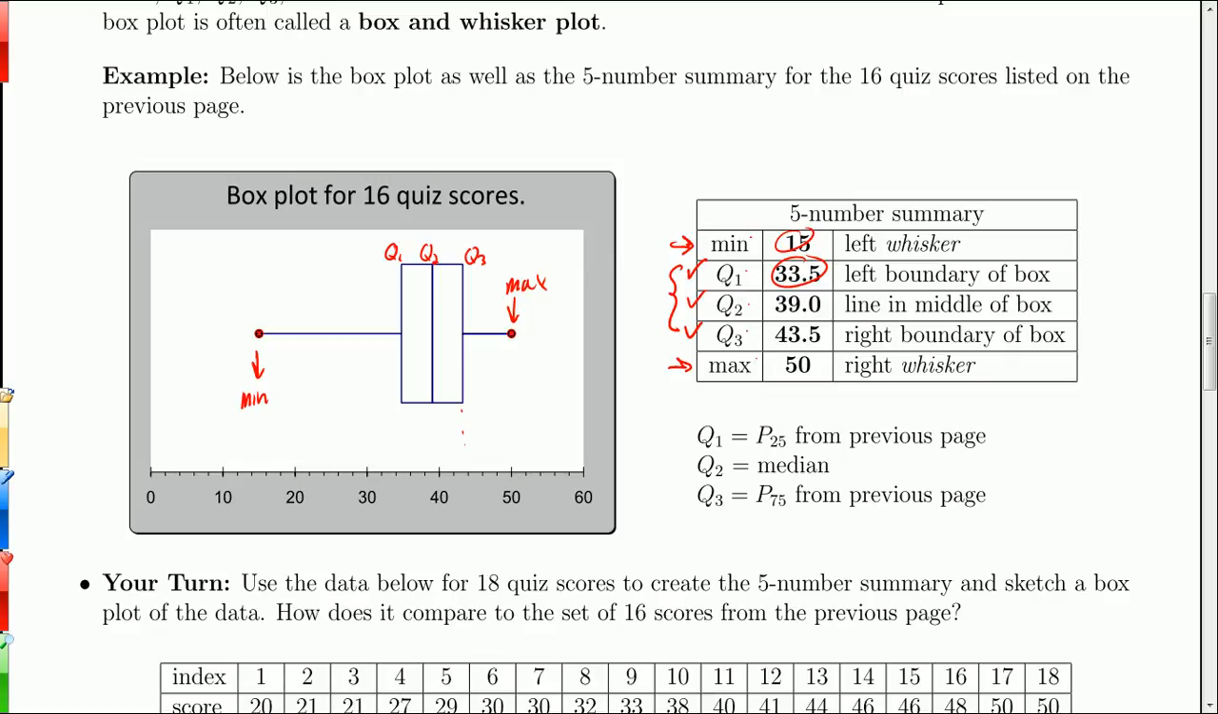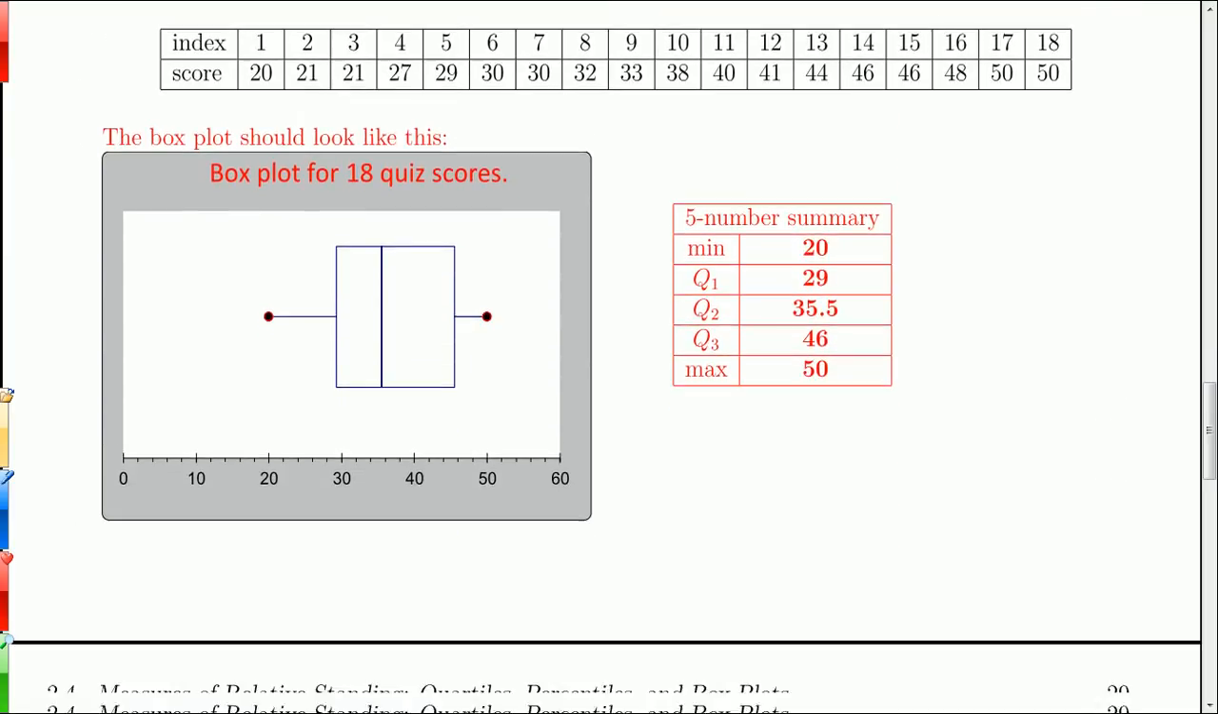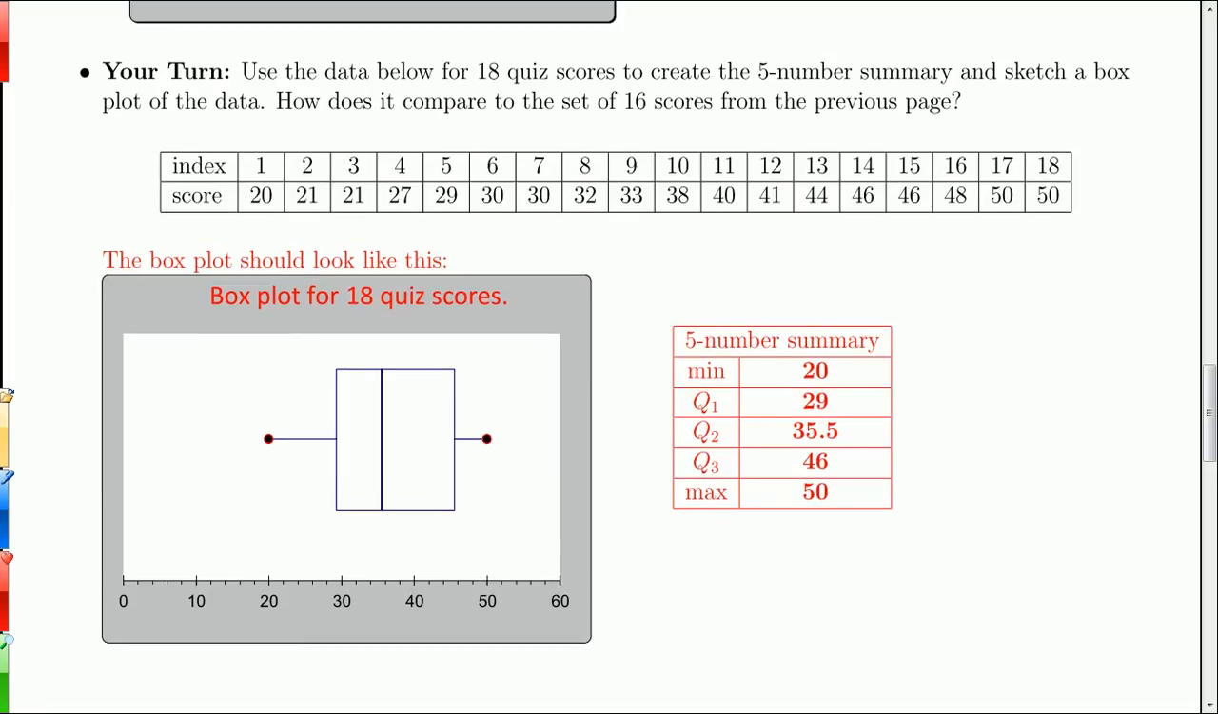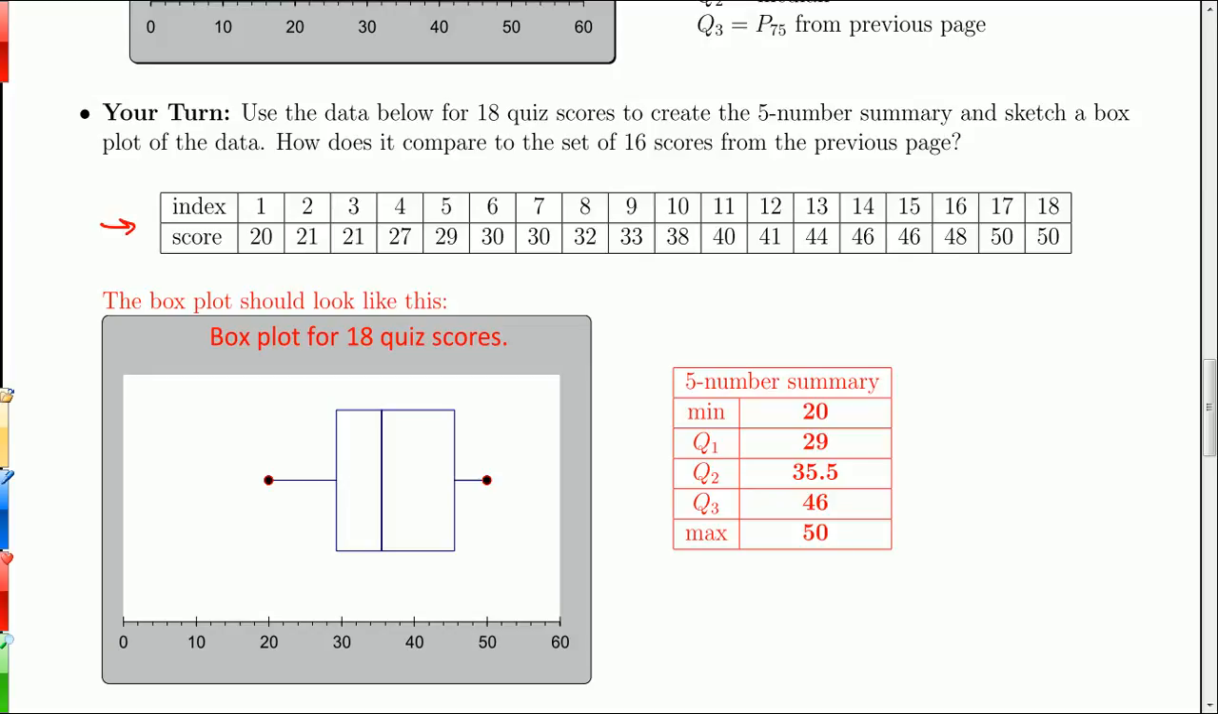All right, so for the your turn, we just basically have a different set of scores with 18 here. Let's see, when I look for the minimum and the max. So basically I'm saying look at these scores. Right? There are 18 of them. Find the 5-number summary and create a box plot. So the box plot has been done for you with software. So let's find these values for the 5-number summary. All right, so the easiest two, let's do that first. The min and the max. So that gets us 20 and 50.